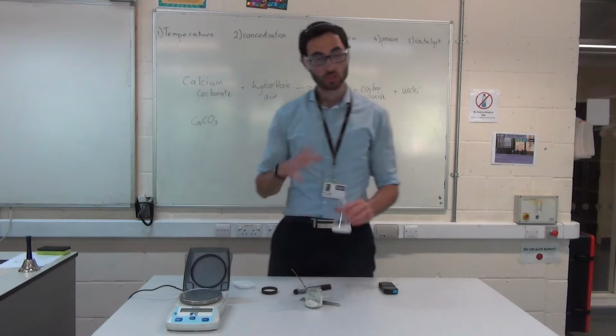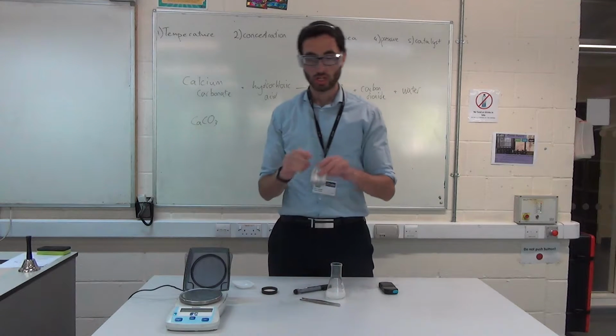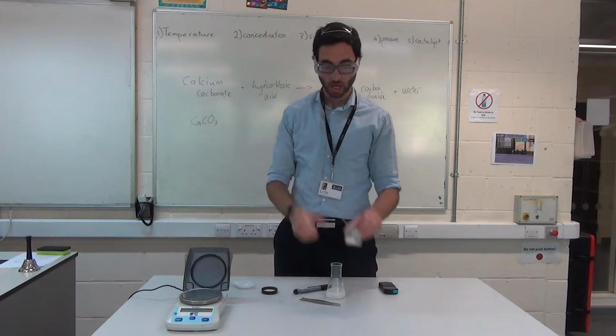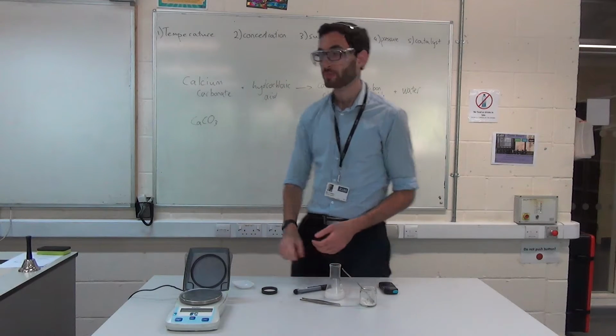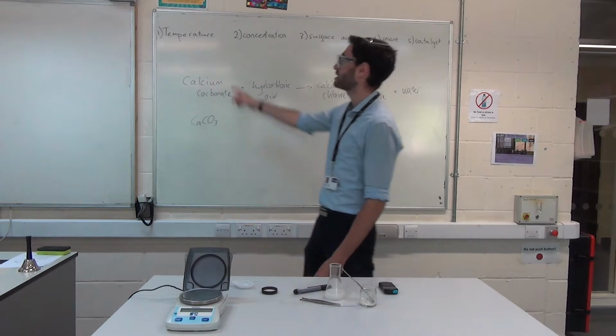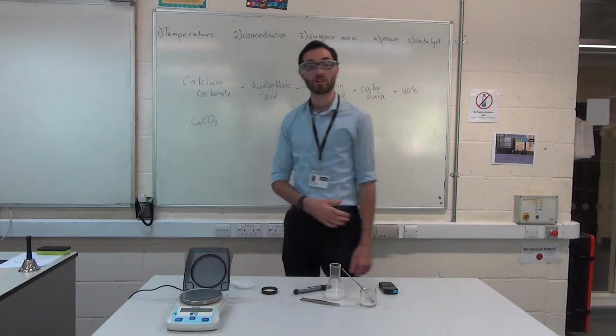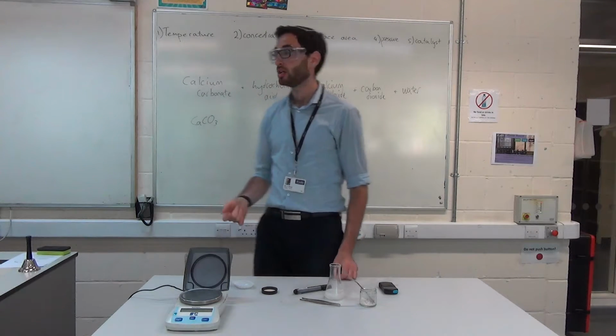My next step would be to change one of these variables. So I've done it for chips that are this size, I've done it for a specific concentration of acid, and I've done it at room temperature. So if I wanted, I could do the whole thing again, but before I put the chips in the acid, I could warm it up. And I could do my reaction at, say, 20 degrees, at 30 degrees, at 40 degrees, and at 50 degrees.